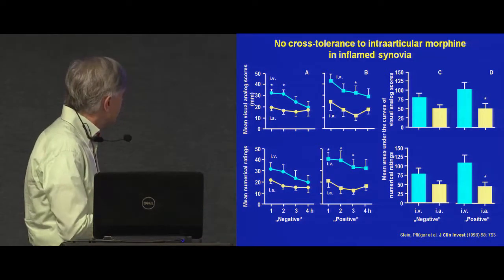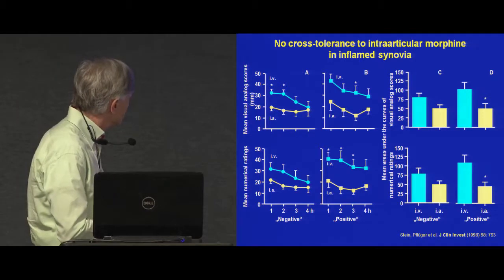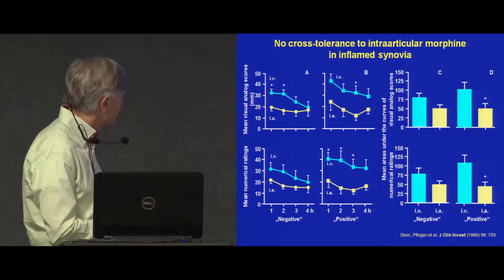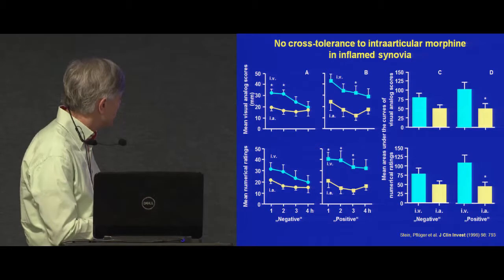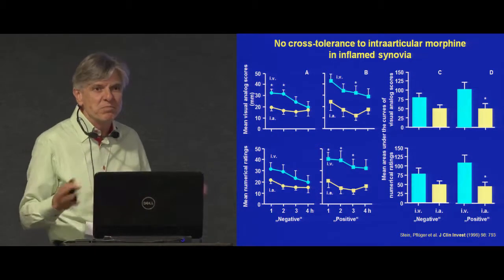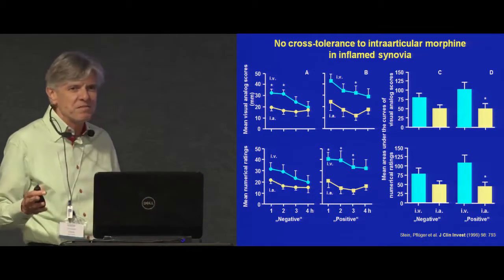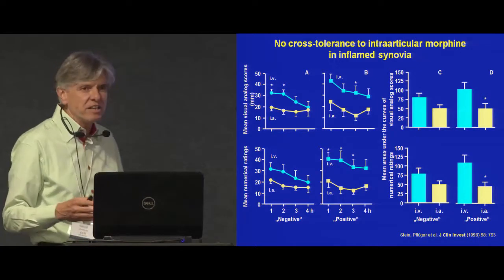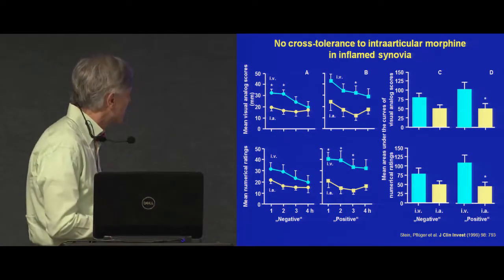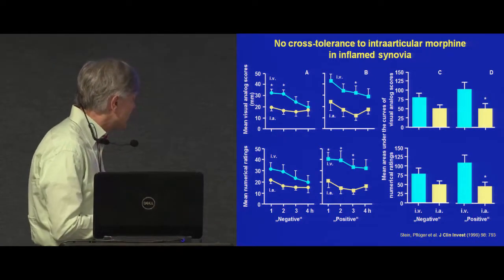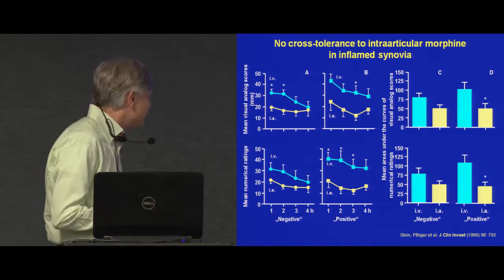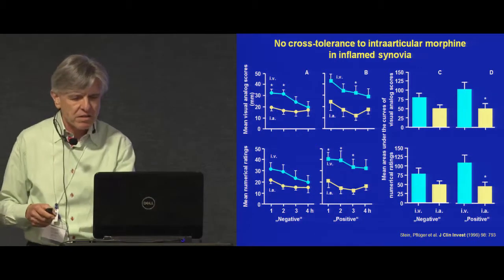However, when you compare the difference between these 2 curves, you can see that the positive group even has a bigger difference. So the morphine was working, if anything, it wasn't working less, it was stronger, it was working better. You can see the same thing when you compare the areas under the curve.